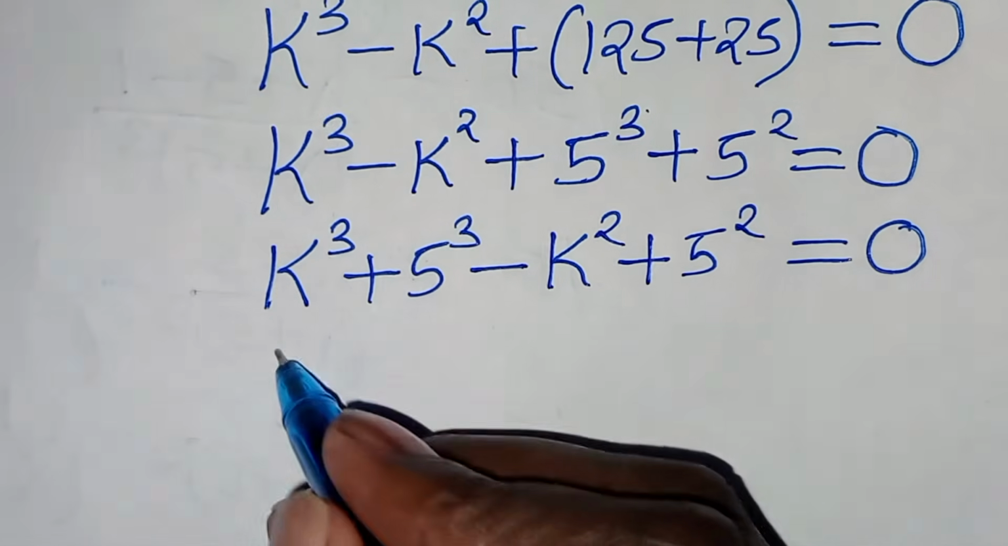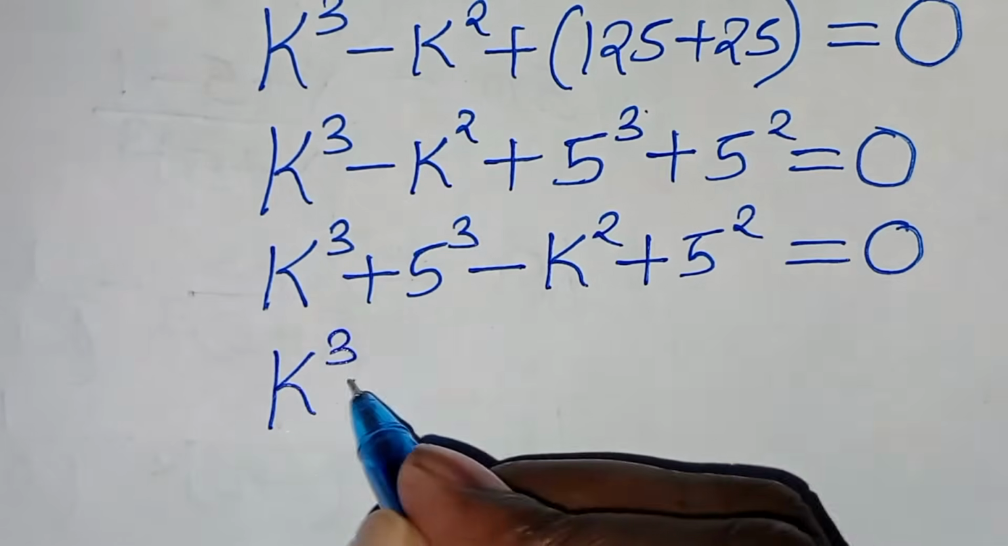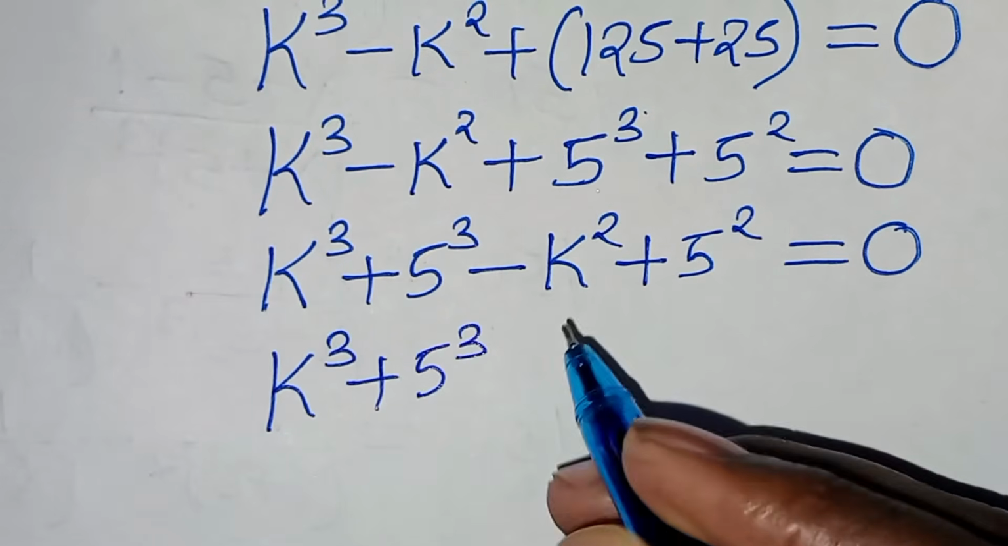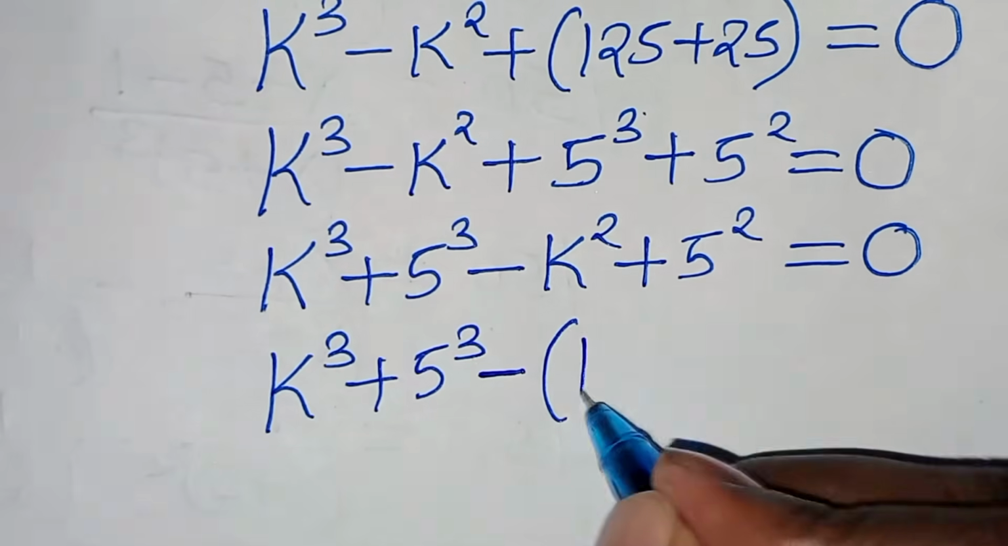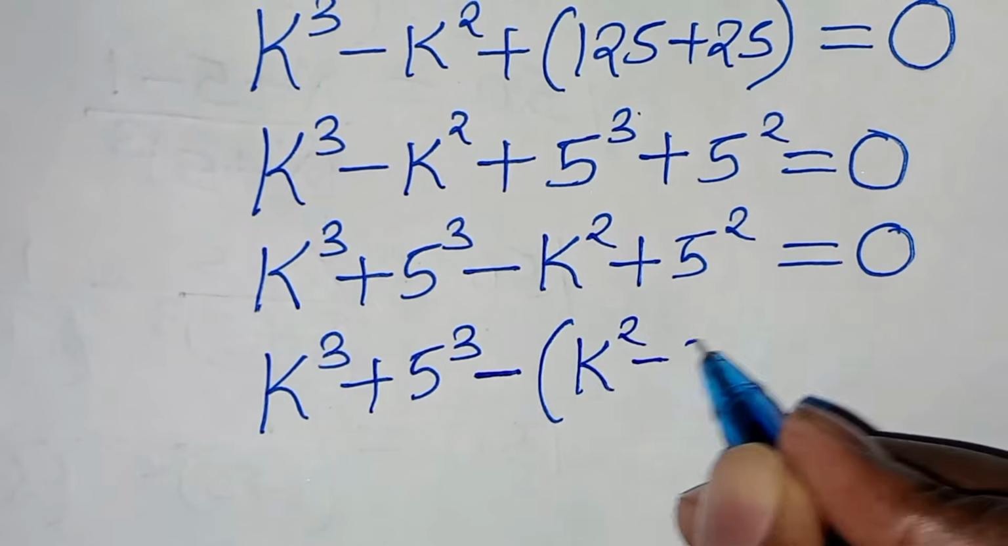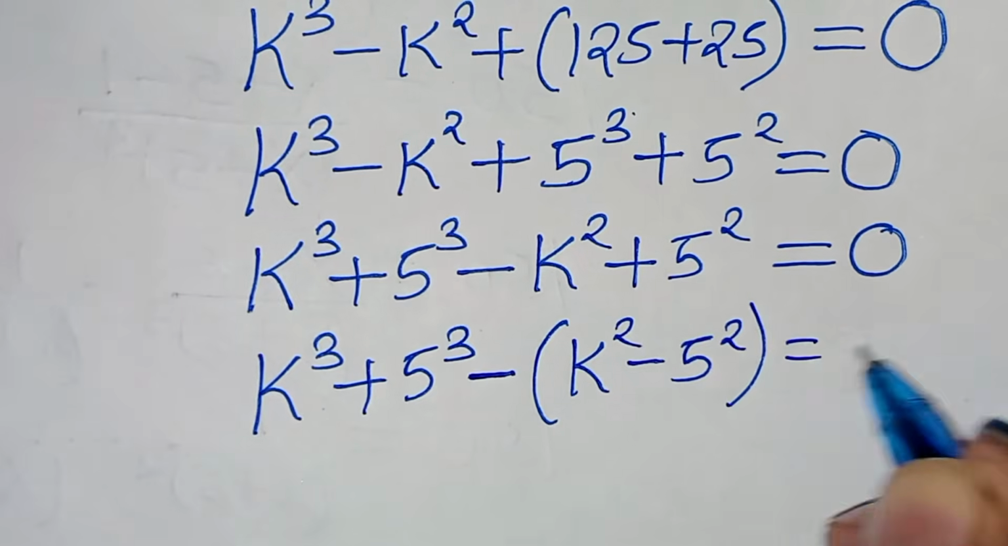So this implies that here we have k^3 plus 5^3. Then now we can subtract here into the parentheses, which is the same thing as k squared minus 5 squared, is equal to 0.